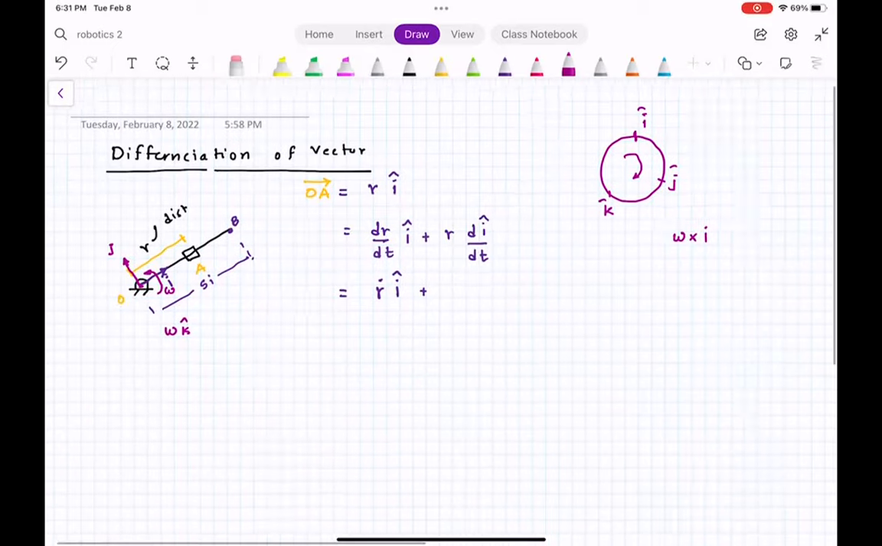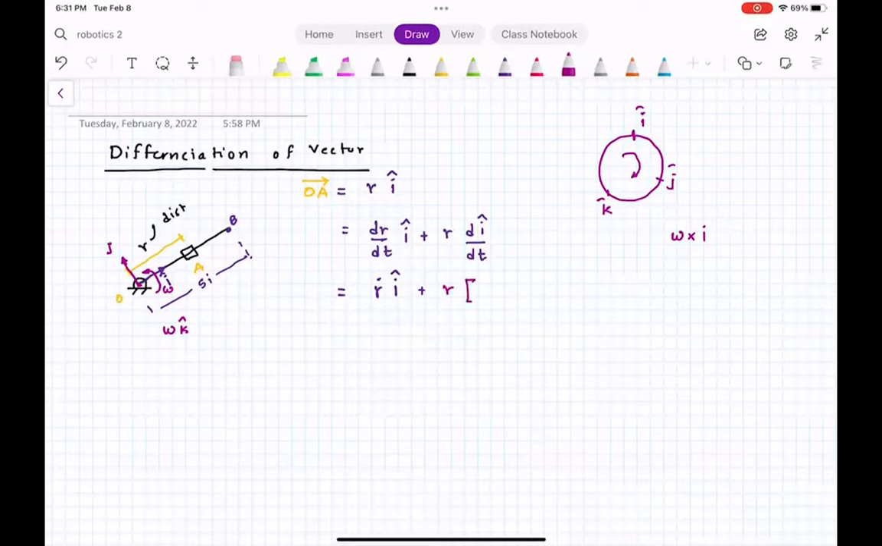So r, this is i dot, which is omega k. Why omega k? Because angular velocity is also a vector. Angular velocity has a direction, clockwise or counterclockwise, and angular velocity has magnitude, 10, 15, 20, 30, and so on. So omega k cross r. Are you with me? Now, this is i, so r dot i plus r omega k cross i.